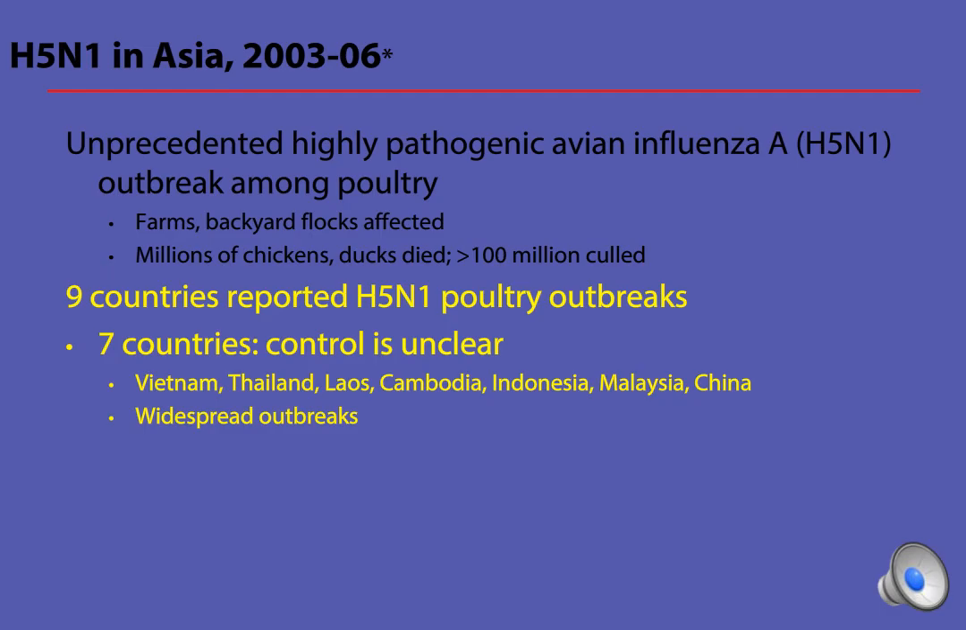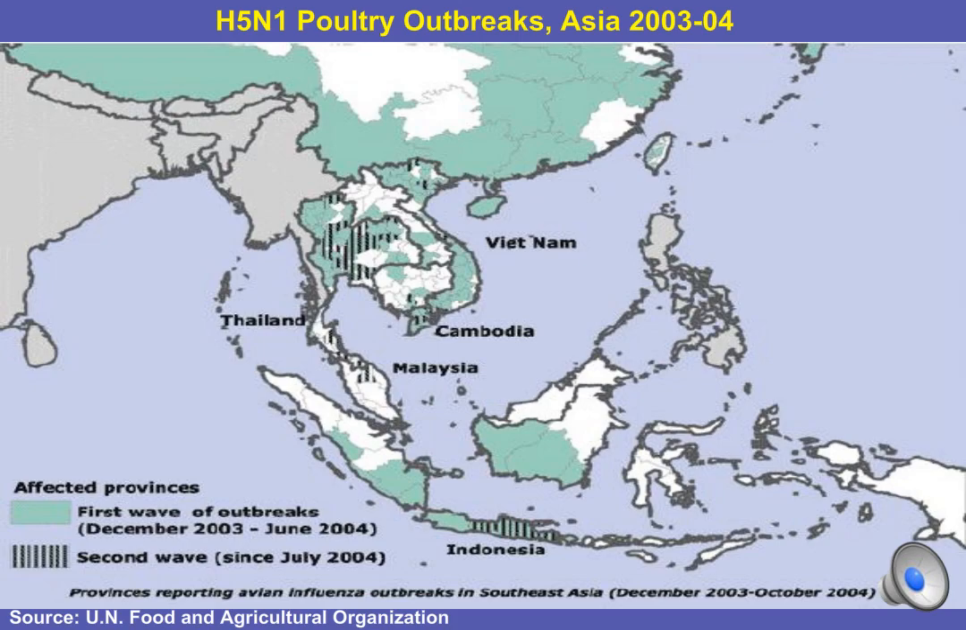In 2003 to 2006, there was a large epidemic of H5N1 avian influenza in poultry in Asia. Farms and backyard flocks were affected, and millions, about 100 million birds, were culled. 9 countries reported H5N1 poultry outbreaks, and in 7 countries, transmission has continued, and control is unclear. This shows the outbreaks in Asia of the H5N1 virus in 2003 to 2004.